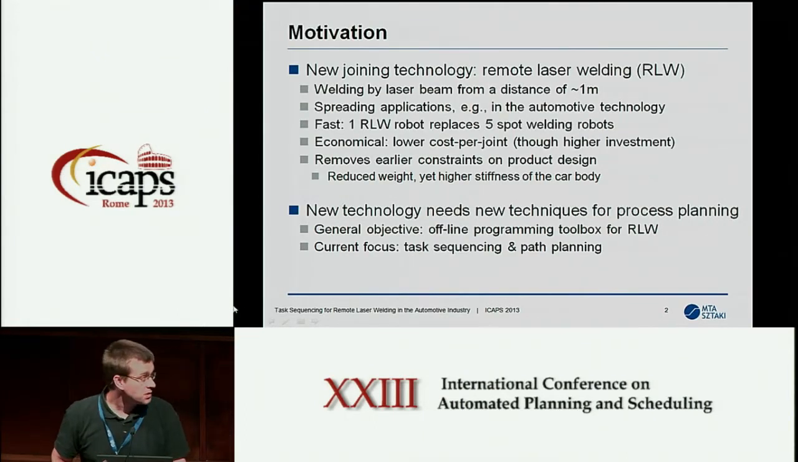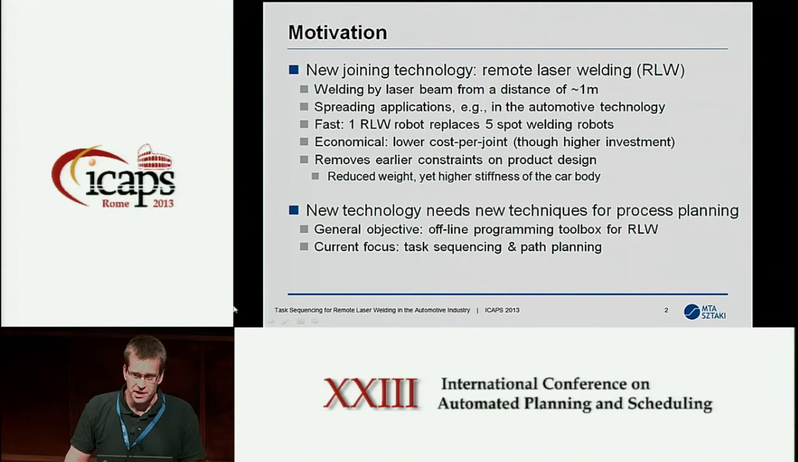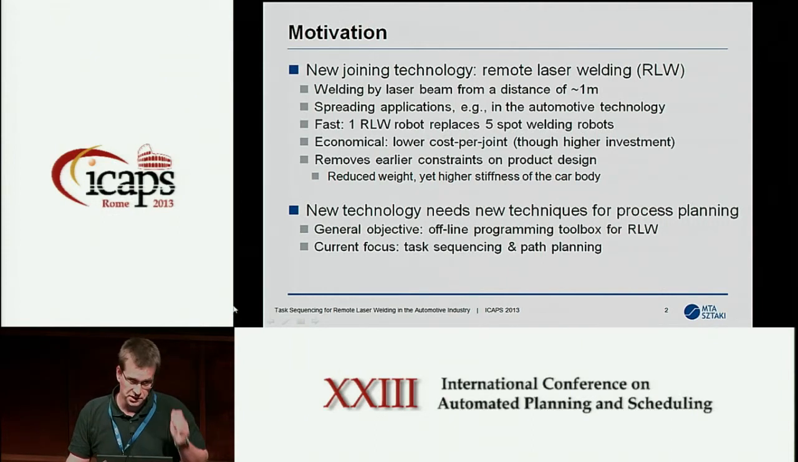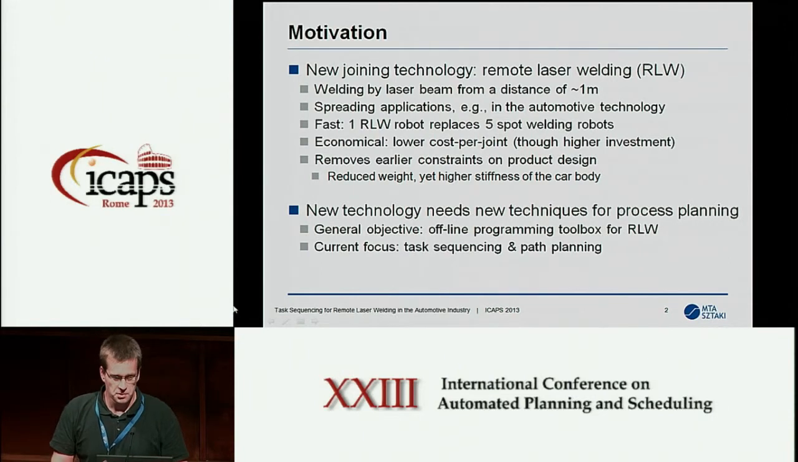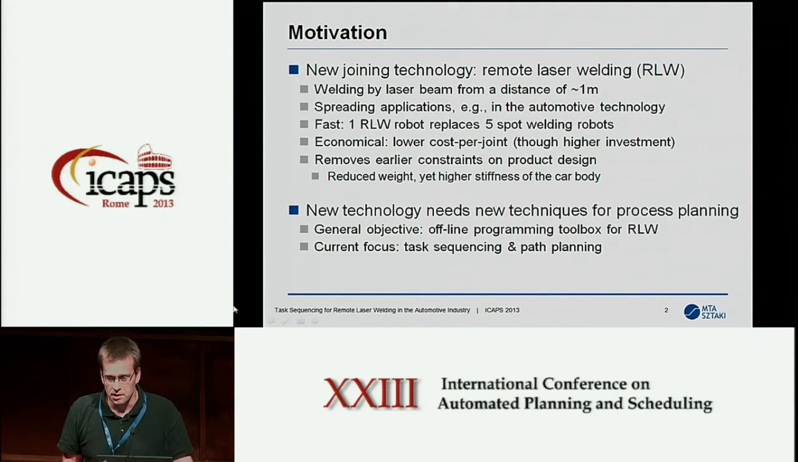And this is good for 2 reasons. First of all, it is fast. It is said that a laser welding robot can replace up to 5 spot welding robots. And also it is cheap. And also for the very same reason, it eliminates many earlier design constraints on the product design. And the industry can easily turn this into car bodies with reduced weight, but yet higher stiffness.